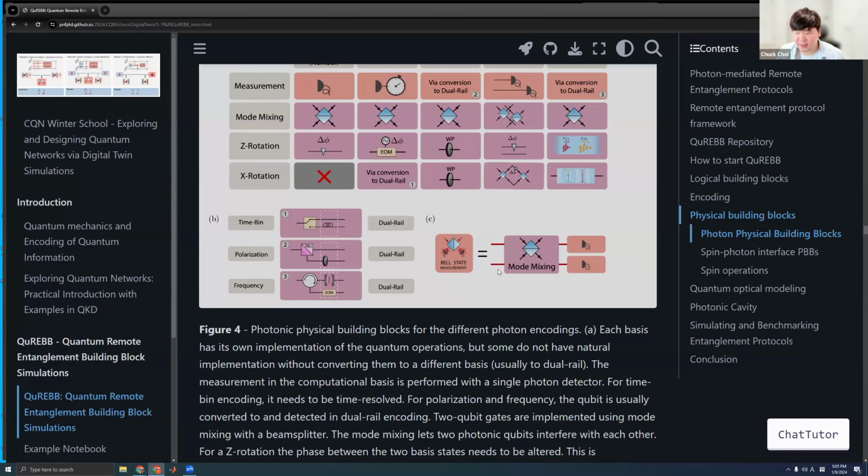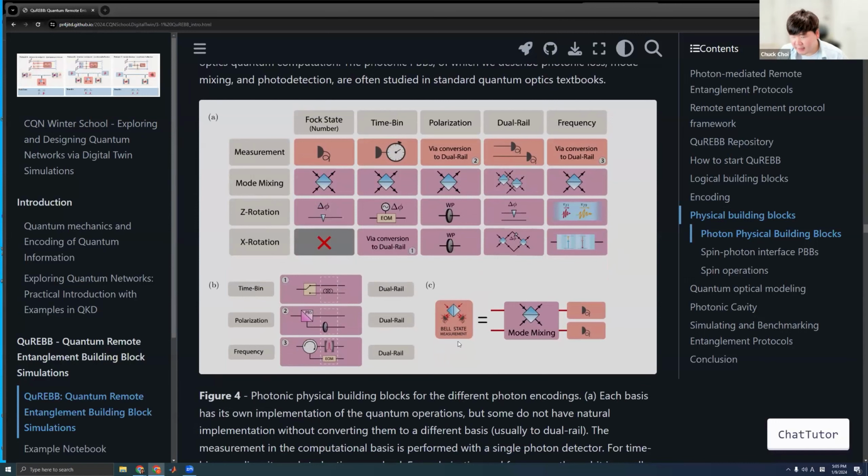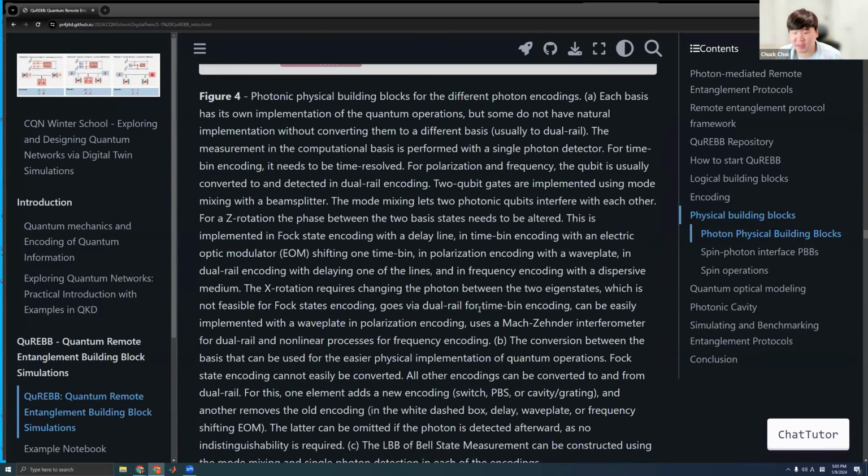We also give an example of the Bell state measurement, this is mixing here. Bell state measurements need a mode mixing and the detection measurement block. So you can configure your Bell state measurement by choosing the right mode mixing and the measurement depending on your basis choice, encoding choice.